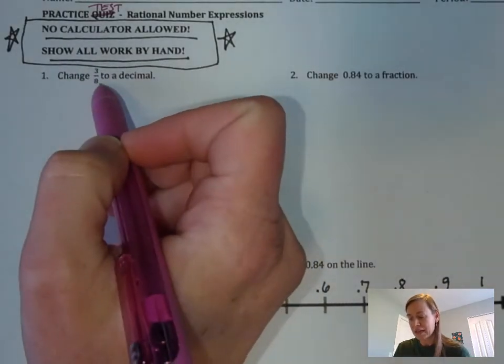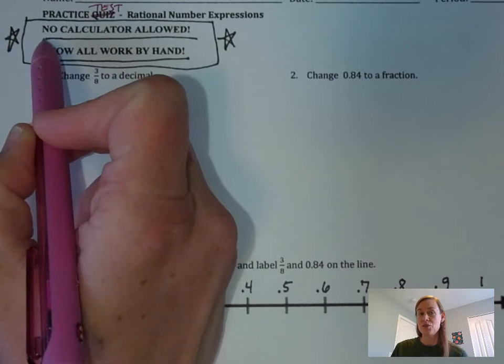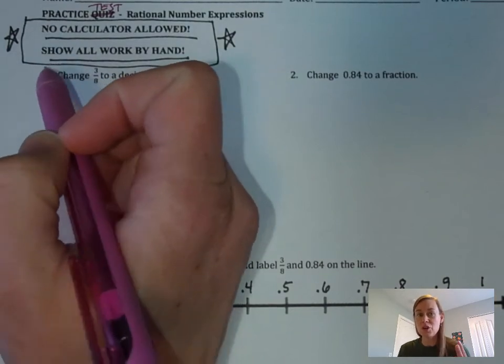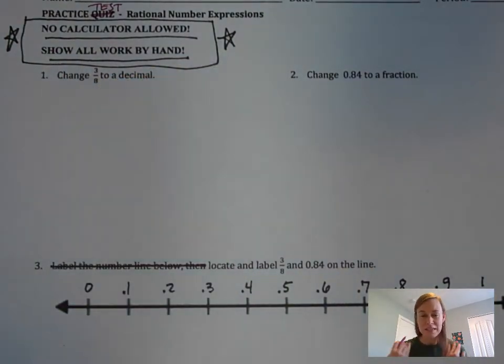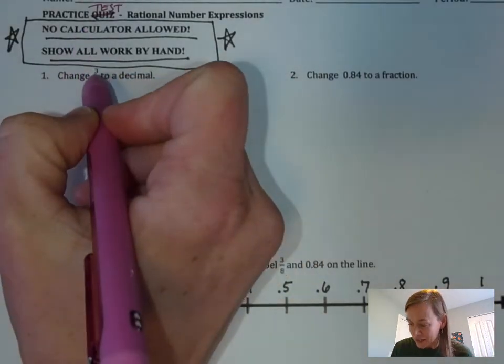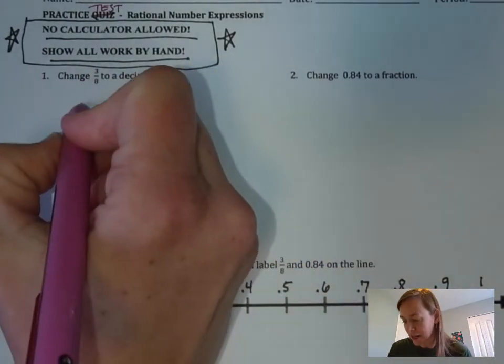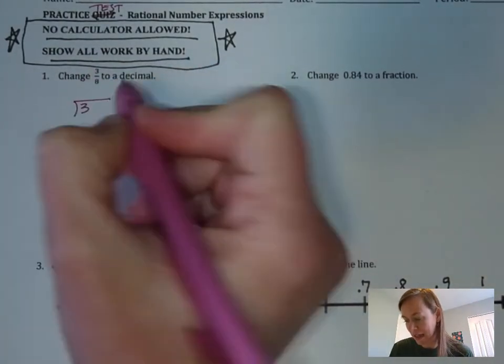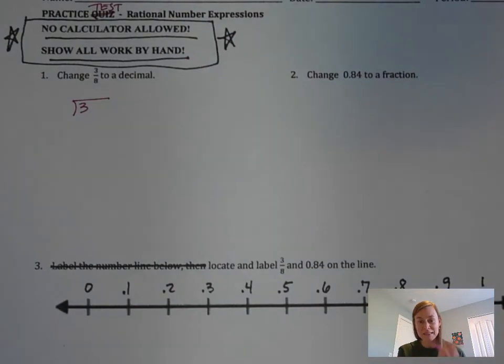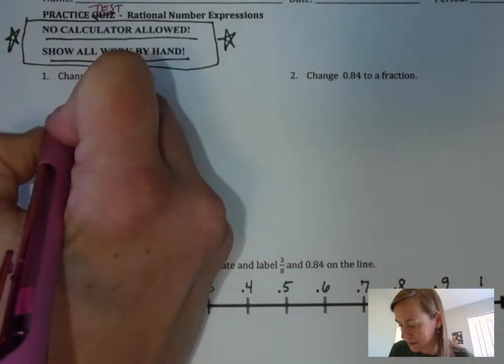Change 3/8 to a decimal. Now here, notice it says no calculator allowed. Be sure to show all your work by hand. So I need to be able to see how you're dividing. It was a few days ago, so you may remember that this top number, the numerator, goes inside the little division house. So in other words, it should look like that. And the 8 is going to go on the outside.